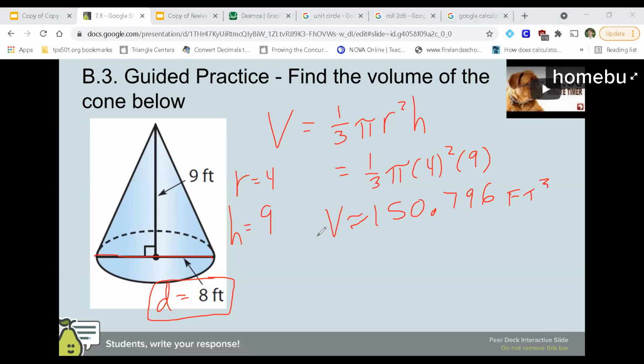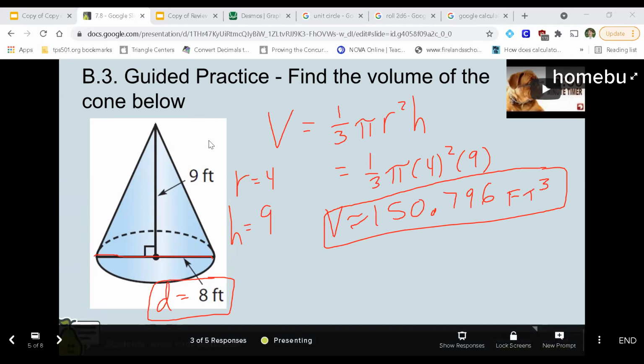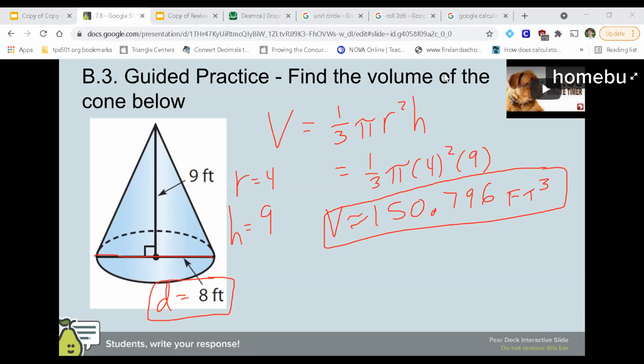By the way, if you're getting answers that are a little bit off, like 149 or 152 or 153, it could be that you're using 3.14 instead of the pi key. I use the pi key to get a slightly more accurate answer. If you're using 3.14 and you're getting close, that's fine. You'll still get full credit. If you're like 10 units off, like 160 or 140, that's an issue. That means you're typing something wrong. All right, questions on this one?